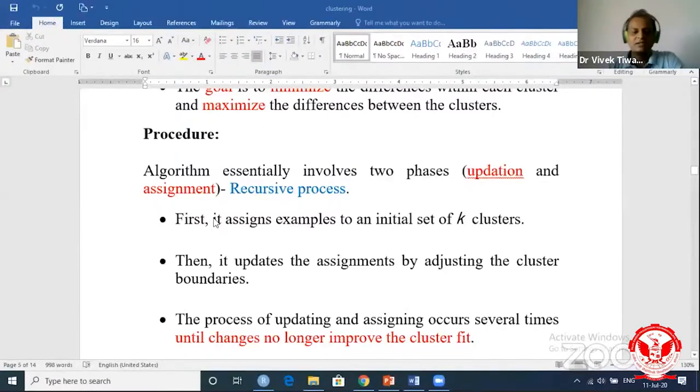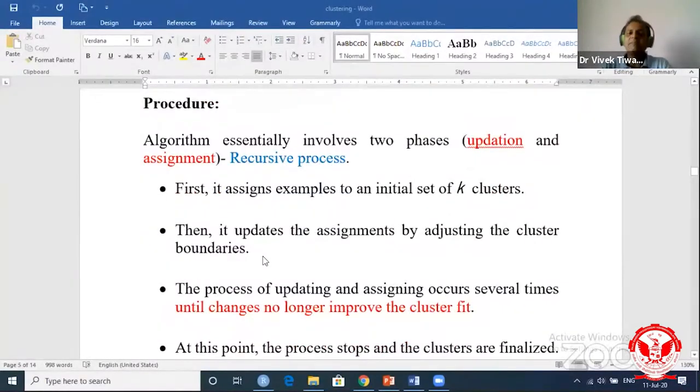The first step of the clustering process is that it assigns the examples to an initial set of K clusters. Means whatever data points are given to you, it assigns them randomly. Try to see the word randomly. It randomly assigns the data point to a cluster. That is called assignment. The first phase is the assignment. You are sending each data point randomly to one of the clusters, so you are assigning that data point to a particular cluster. That is called the assignment phase.